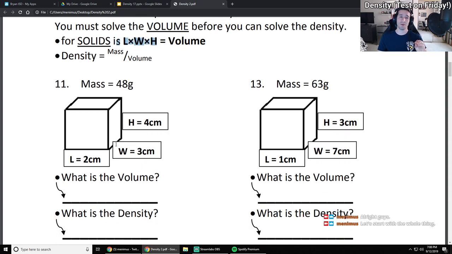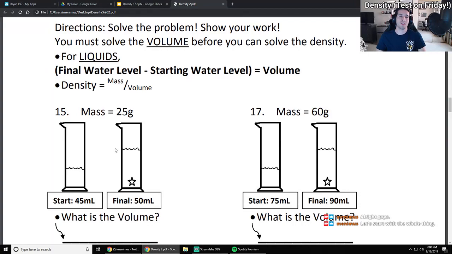It changes though when it's an irregular solid. When it's not a regular solid, it's an irregular solid, we need to find the water displacement.